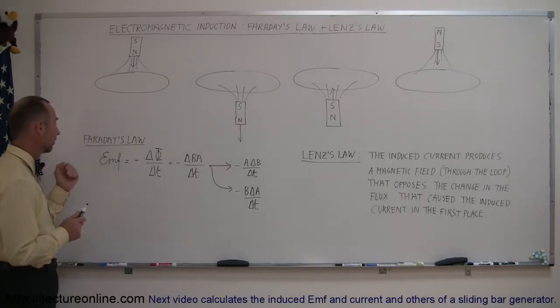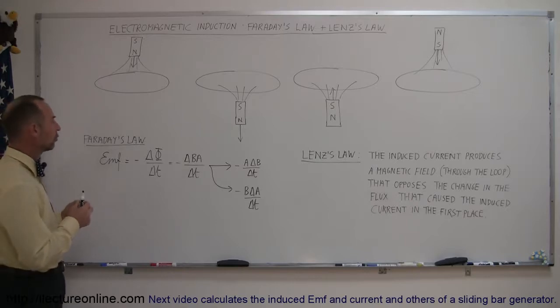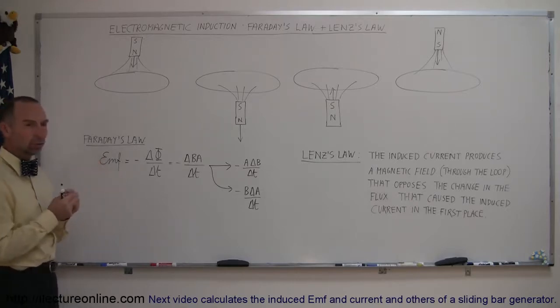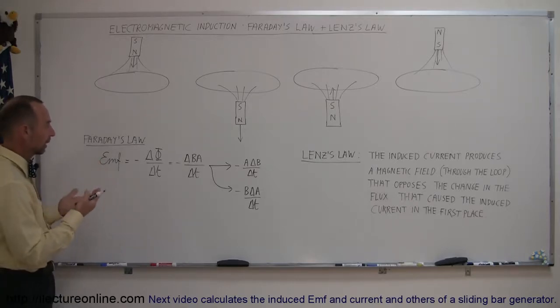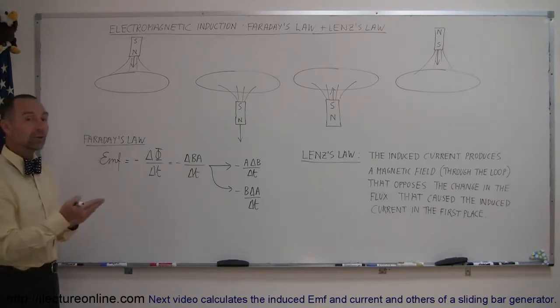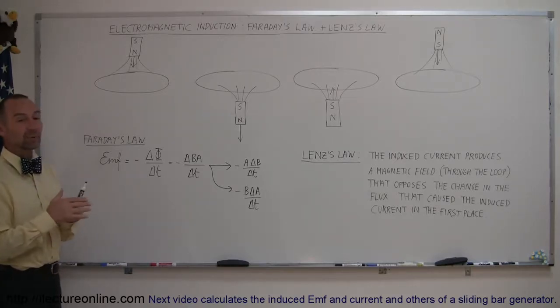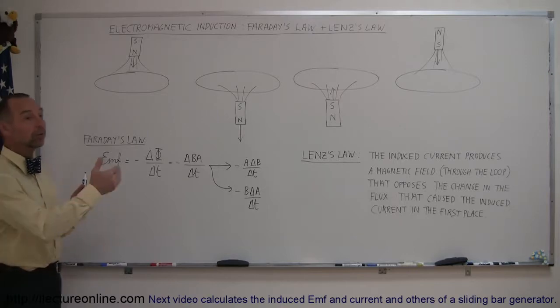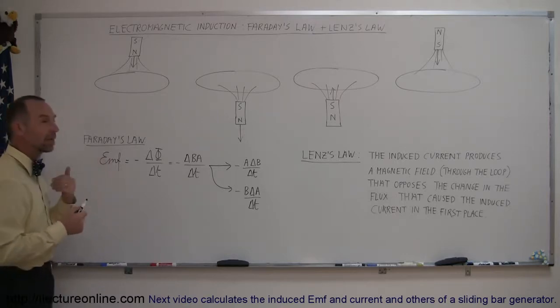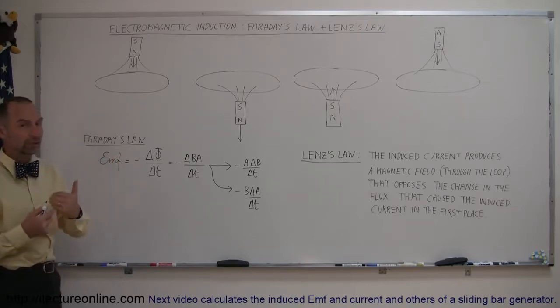Faraday's law states that an EMF is induced, like a voltage is induced around a current carrying loop, a loop that is able to carry current like a conductor, if the flux through the loop changes. So if the flux increases or decreases, an EMF will be induced. If the flux increases, then an EMF will be induced carrying a current in one direction. If the flux decreases, then an EMF is induced that will carry the current in the opposite direction.